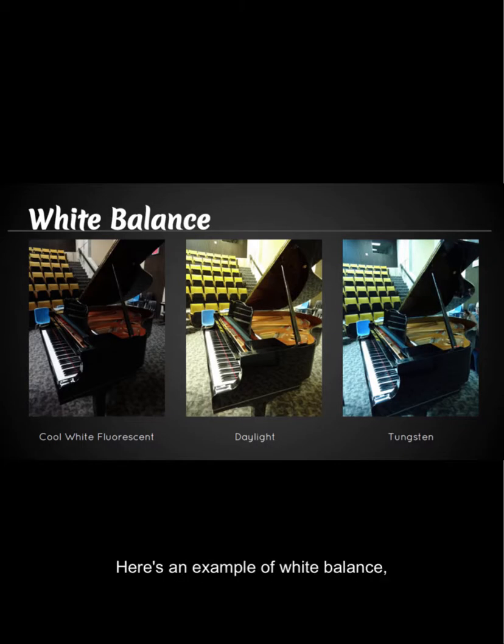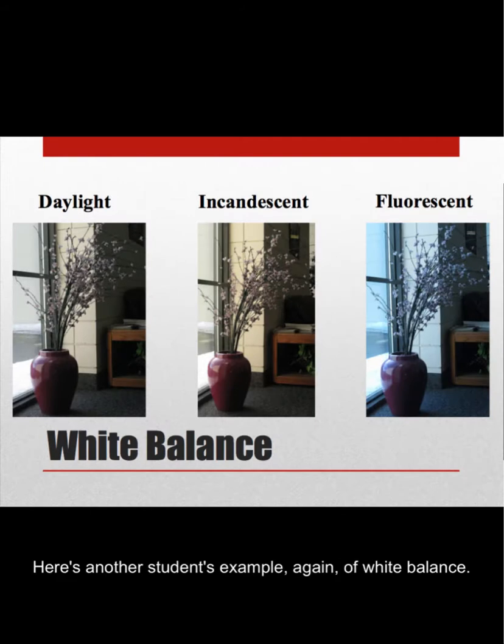Here's an example of white balance. So again, the student looked at their camera and noticed that there was a fluorescent setting, a daylight setting, and a tungsten. So it is best to do this assignment looking at the same subject or content. Stand in the same position, the same spot, and take the photo so you can directly compare what's happening when you change it from one setting to the next. Here's another student's example, again, of white balance. Notice that their settings posted as daylight, incandescent, and fluorescent.